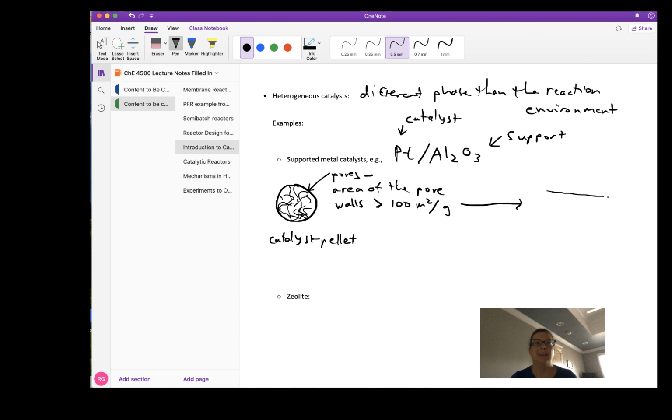So if this is a pore, and this is our pore walls, you can imagine a molecule could be traveling through this. We'll have little regions of support, and then on top of that, we'll get little platinum particles. And we'll have that all throughout the catalyst pellet.